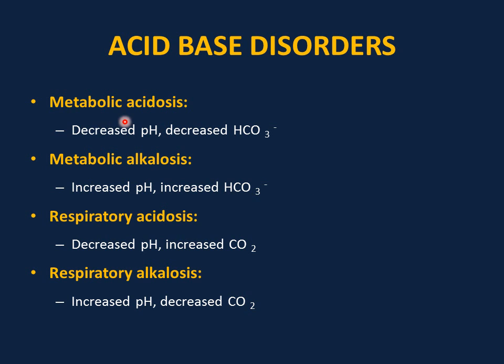The first category is very important. The most common is metabolic acidosis. Metabolic acidosis is decreased pH and decreased bicarb. Metabolic alkalosis is increased pH and increased bicarb. Respiratory acidosis is decreased pH and increased PCO2, or carbon dioxide. Respiratory alkalosis is increased pH and decreased PCO2. We'll understand that in more detail in the next few slides.